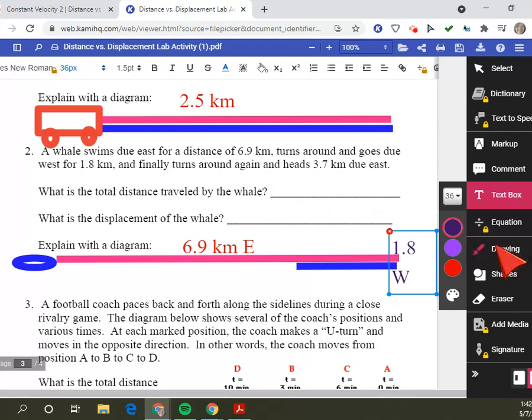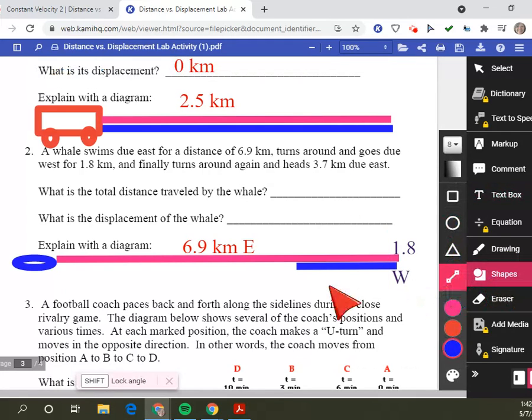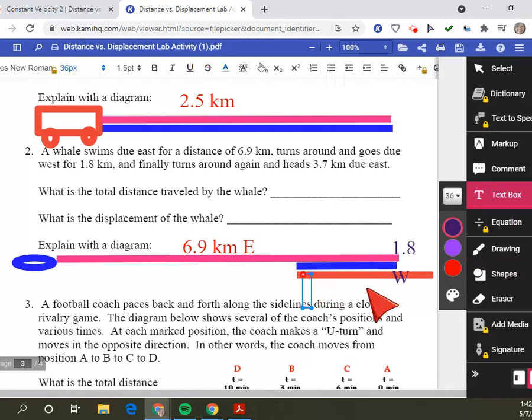Uh-oh. Well, I'm going to run out of space. That's okay. So we have our line. So where the whale is sitting right here, and now it's going to go back all this way. Like I said, not to scale, but it's okay. We're going to get 3.7 kilometers east. This one's a little bit different, isn't it?